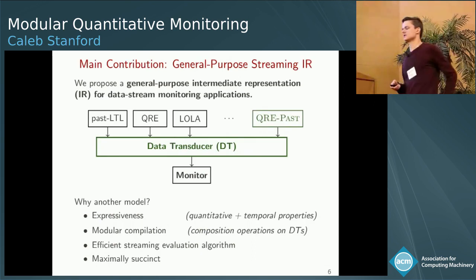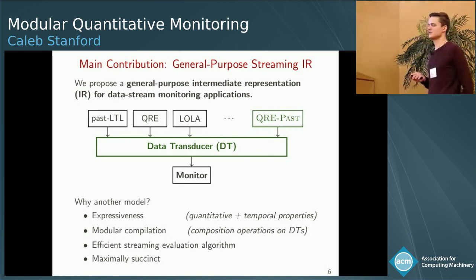So our main contribution is to provide a similar model as NFAs for general purpose streaming. What we propose is this general purpose intermediate representation that you could use for general data stream monitoring applications, like runtime monitoring and real-time decision making. So you could take any of these languages that already exist, and the constructs from that language can be compiled down to data transducers. And using this data transducer intermediate representation, you can then get the compiled code that runs on the actual input stream.